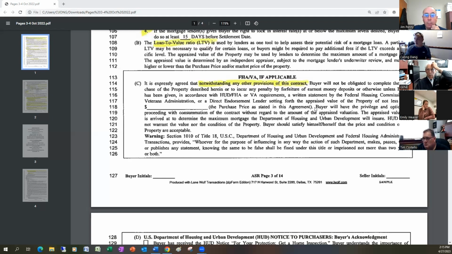No, because it's FHA. Yeah, and it says here, notwithstanding any other provisions of this contract, irregardless of what else was agreed upon, this sticks. But if they wanted to, they could proceed, right? Yes. It's just that they don't have to. Okay.